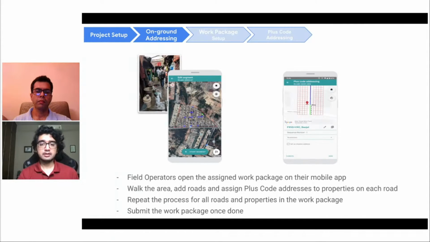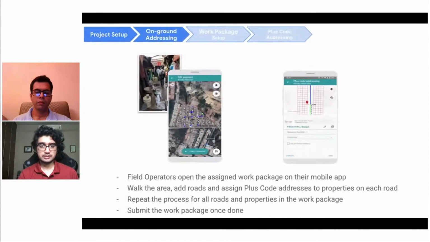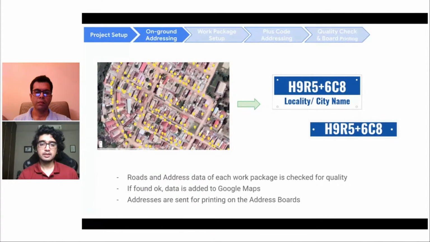Please note that the agreed addressing policy is pre-configured on the app, and it will guide the field operators during their on-ground addressing work. When all the properties have been addressed, the operator can then submit the work package, and the package then moves on to the next stage. In the next stage, quality checks are performed on the added roads and addresses in each work package. If this data looks good, it is added to Google Maps, and the addresses are then sent for printing on the address boards.